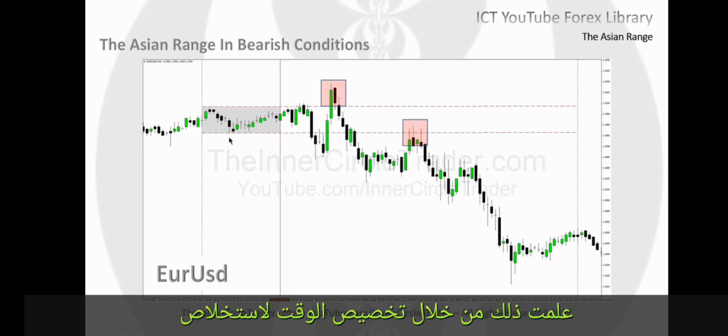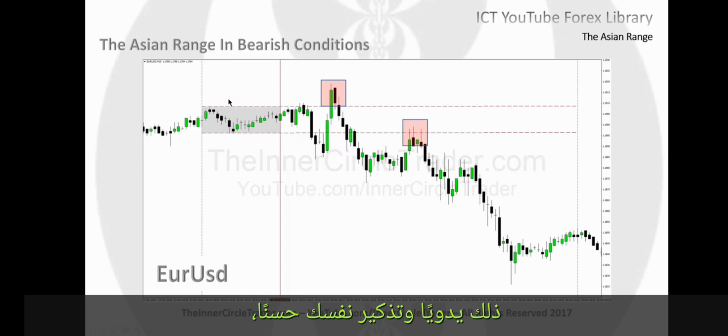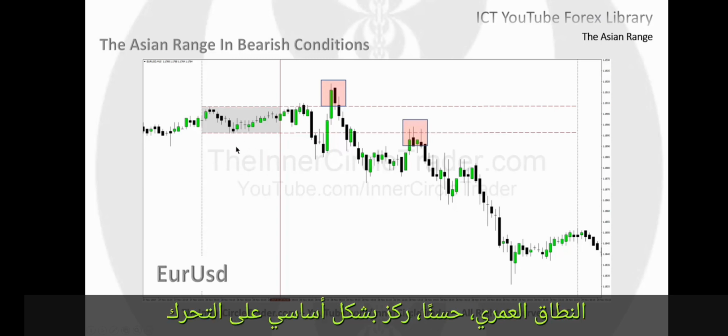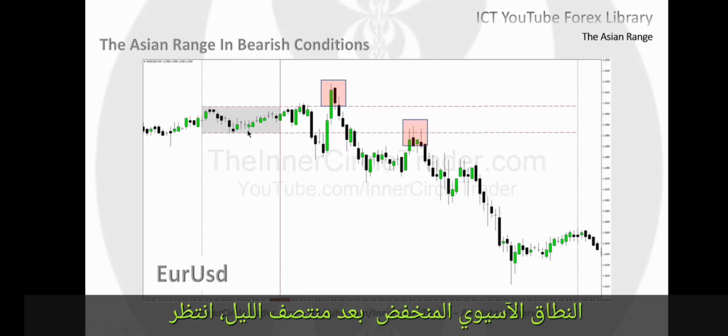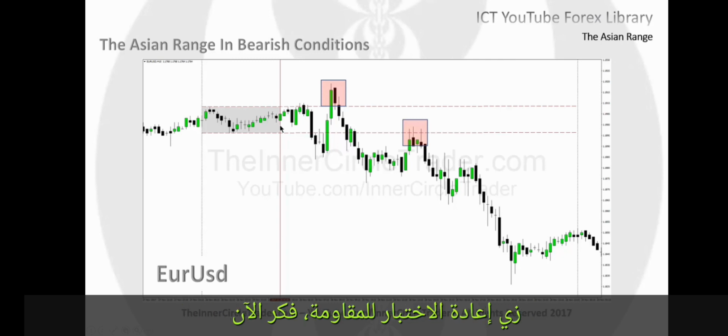So by taking the time to draw this out manually and reminding yourself, okay, it may even be worth taking the time to type out a notation in this area here, to not focus on the movements below the Asian range. Okay, focus primarily on a move above the Asian range high when we're bearish, and or if we break below the Asian range after midnight, wait for a retest in the form of a resistance.